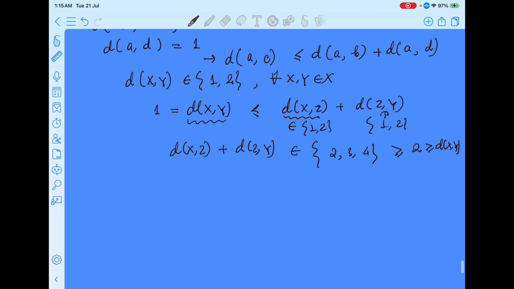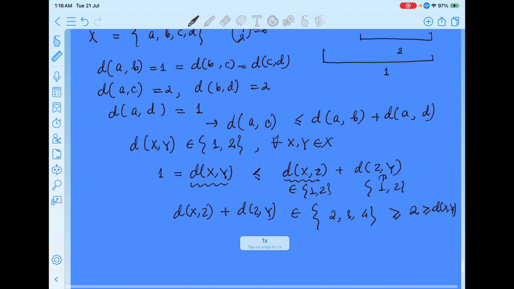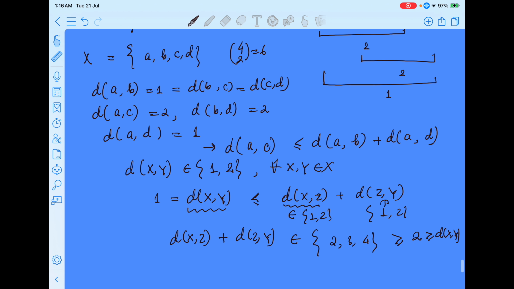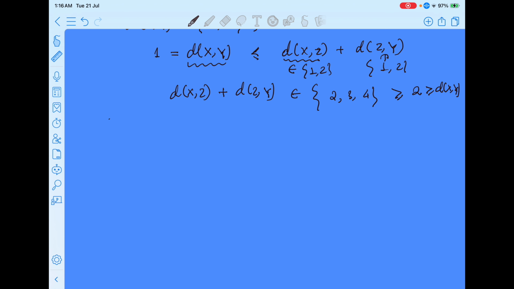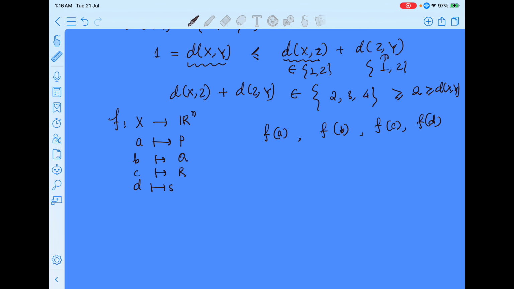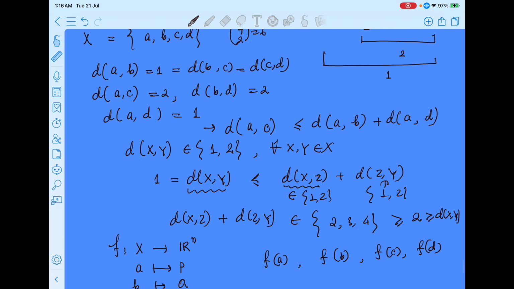So this trivially satisfies the condition. So let's say under this condition we have a map from X to R^n, a distance preserving map. So A maps to P, B maps to Q, C maps to R, D maps to S. So f(A), f(B), f(C), f(D). Okay, so those are 4 points inside the metric space, inside R^n, sorry.